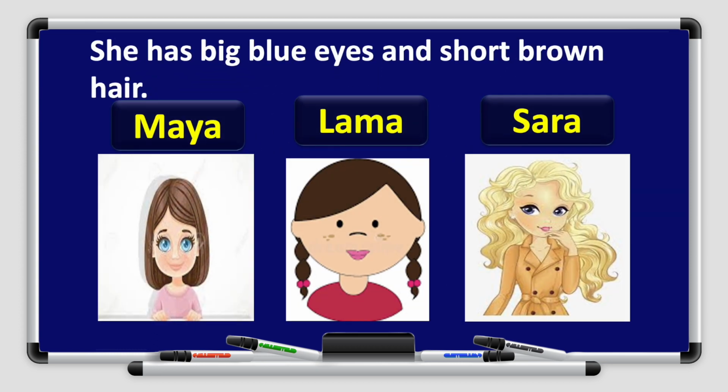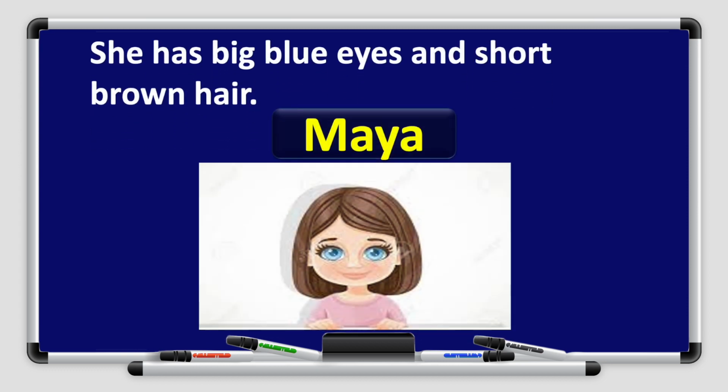Number 2. She has big blue eyes and short brown hair. Who is she? Is she Maya? Is she Lama? Or is she Sarah? Excellent job, boys and girls. She is Maya. She has big blue eyes and short brown hair.